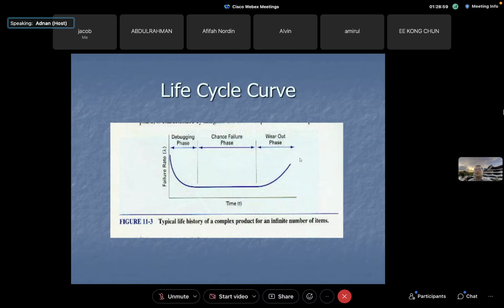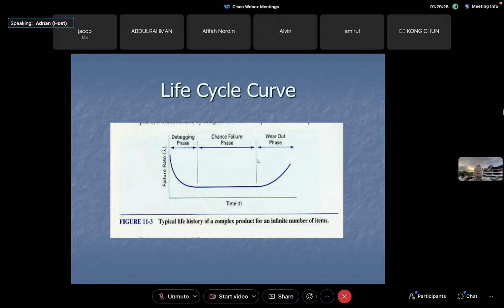You need to replace, for example, the bearing. You need to change the oil. You need to change the washer. You need to change all this, especially the moving parts, and the moving parts wear out. So this is the wear out phase. By understanding this curve, a lot of correct decisions can be made, because we know which part of the curve the failure happened.